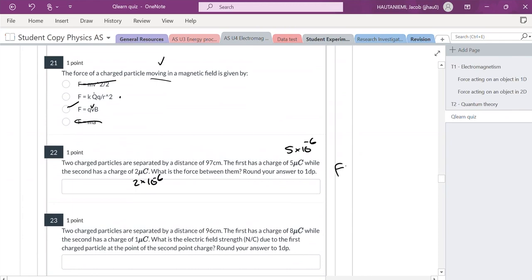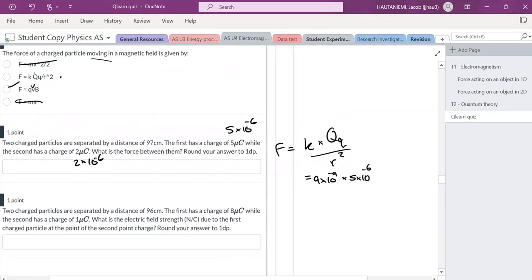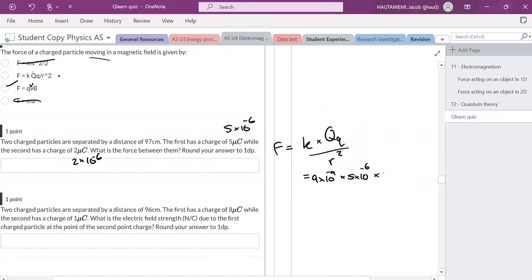So the force between them is equal to k. I think that's 9 times 10 to the 9 from memory. So hopefully we can do this without a book. I'll write the equation first. F equals k q1 q2 over r squared, from memory. So 9 times 10 to the 9 times 5 times 10 to the negative 6. We don't care if they're positive or negative when we're determining the forces. We only look at the magnitude.